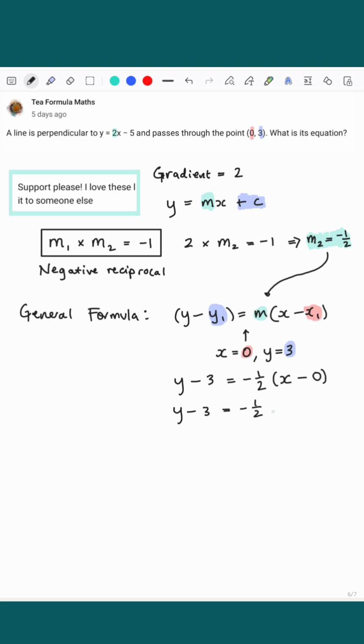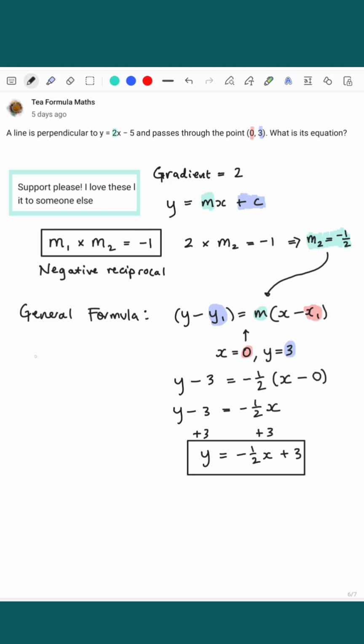We got y - 3 = -1/2 x. Because you take away 0, it's not going to do anything, so we're just going to leave it like that. The general form for an equation is that y is the subject, essentially. So if we add 3 to both sides, because this is the additive inverse, it turns it to 0, so we're left with just y. So we found the equation of the line which is perpendicular to y equals 2x minus 5 and passes through (0, 3).